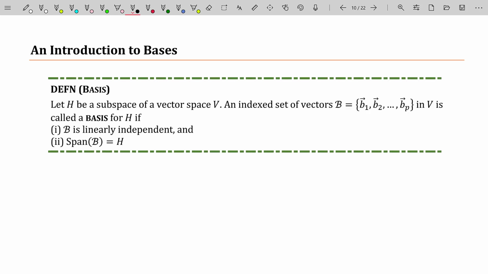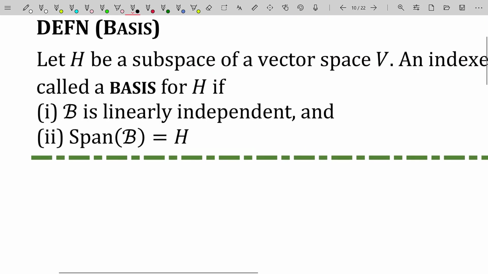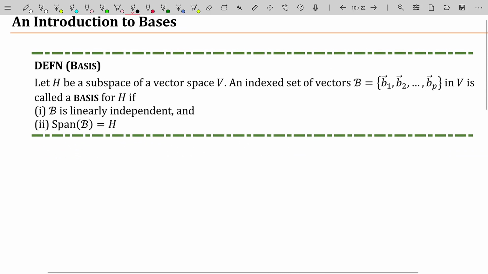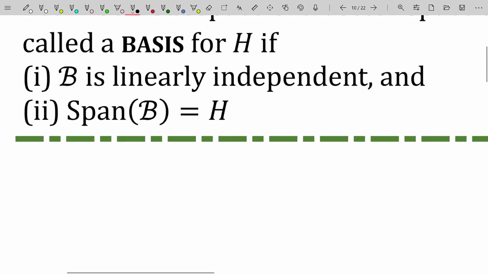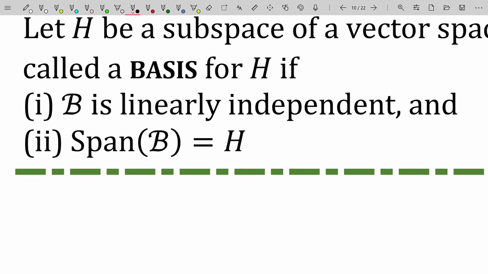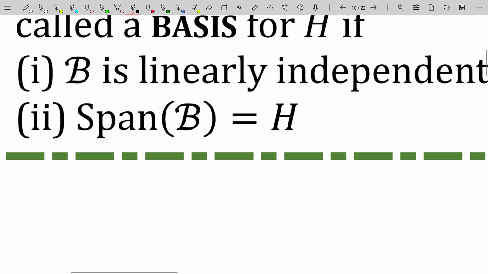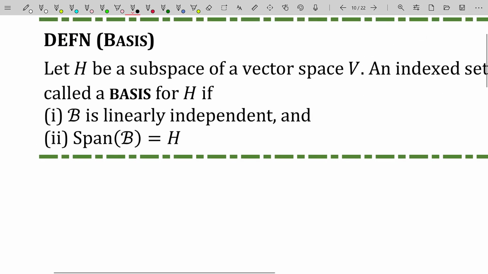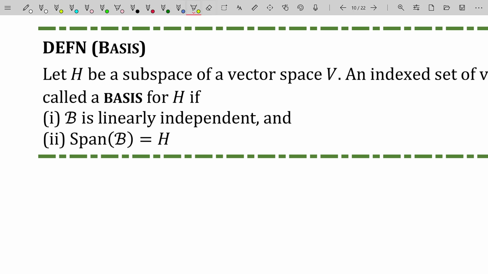Well, let H be a subspace of a vector space V. An indexed set of vectors B1 through BP in V is called a basis for that subspace if the following two conditions are met. That set of vectors is linearly independent, and the span of those vectors is equal to that subspace. So again, we're talking about a subspace H here.